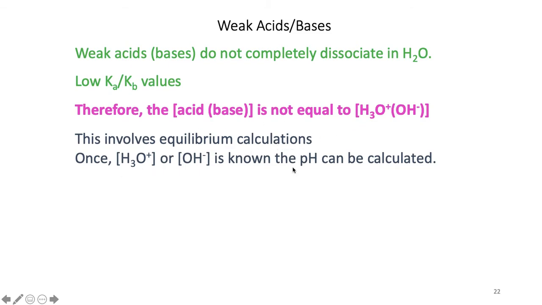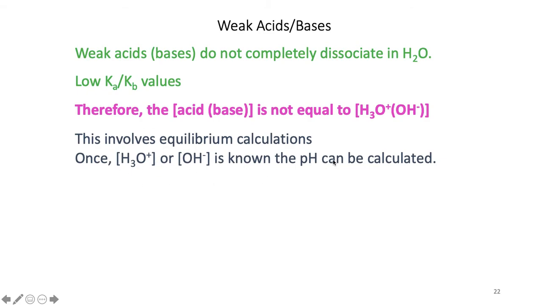just know that for strong acids and bases, the initial concentration of the acid is going to be the same as the concentration of H3O plus. The initial concentration of the base is going to be the same as the concentration of OH minus. For weak acids and bases, these are not equal. So you can't say, oh, I have 0.5 molar of acetic acid, that's going to give me 0.5 molar of H3O plus. That is not the case because you don't have 100% ionization. However, when you do equilibrium calculations with weak acids and bases, you can calculate H3O plus or OH minus.